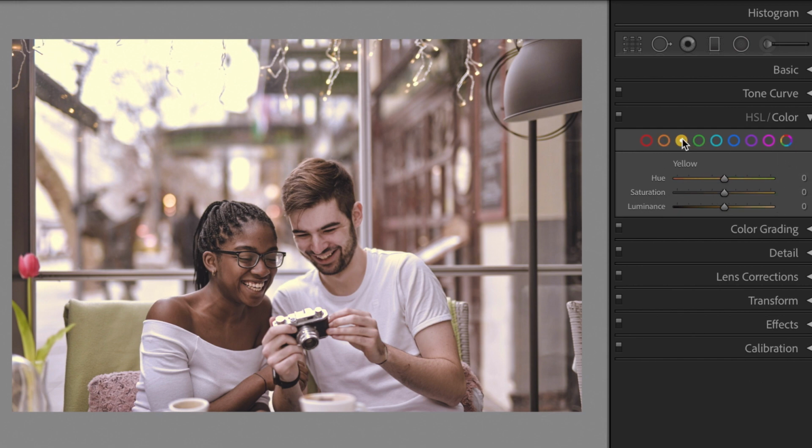Yellow. Hue, minus 100. Saturation, minus 100. Luminance, minus 20. Green. Saturation, minus 100.